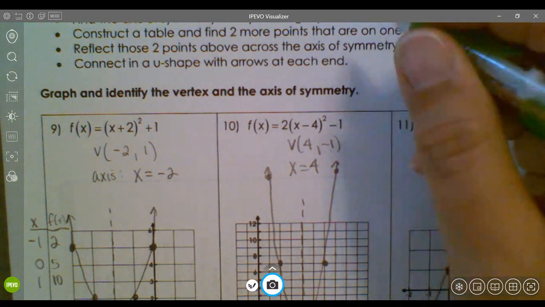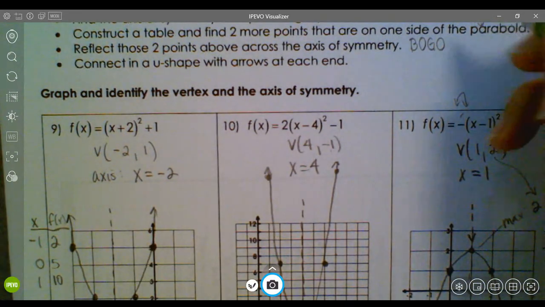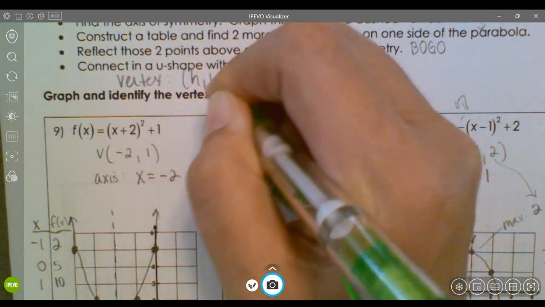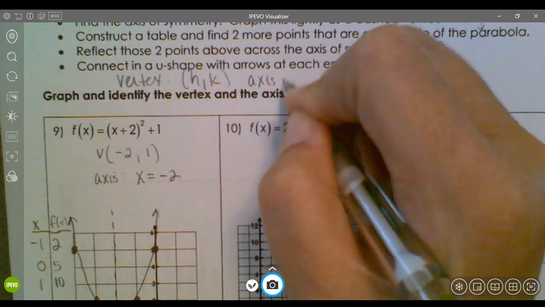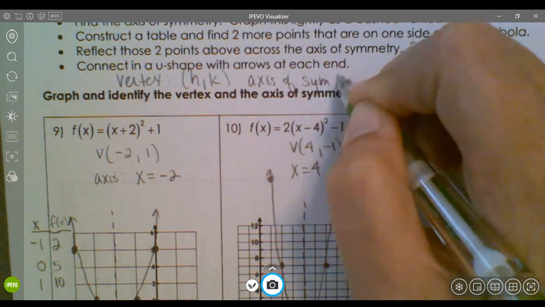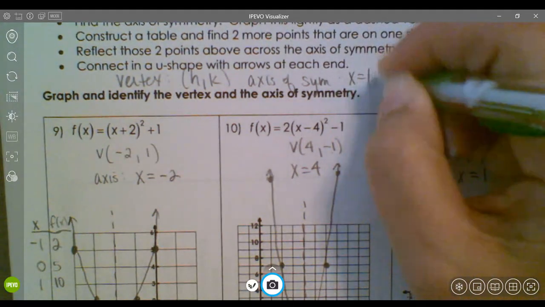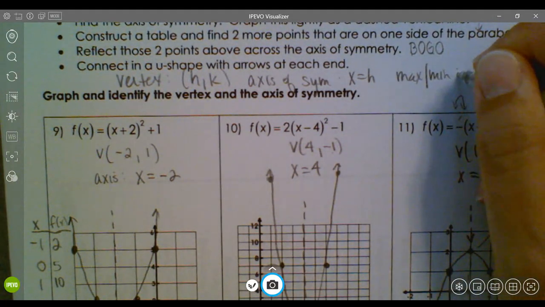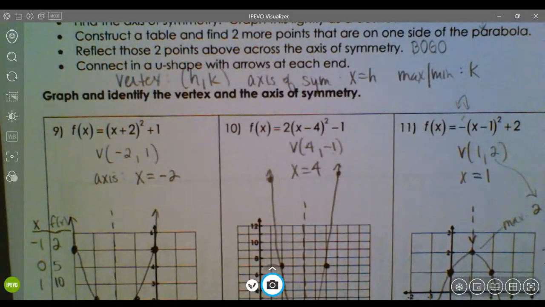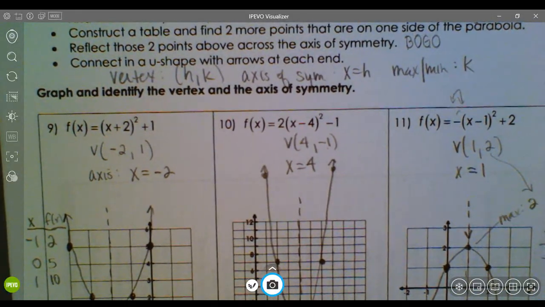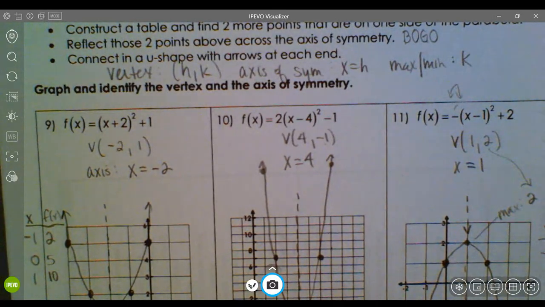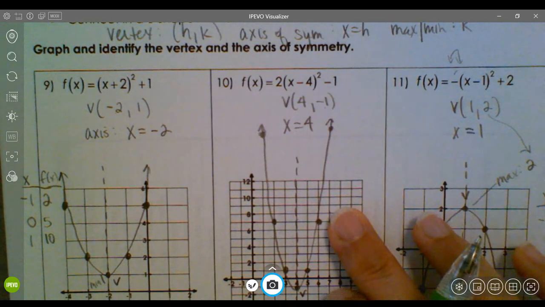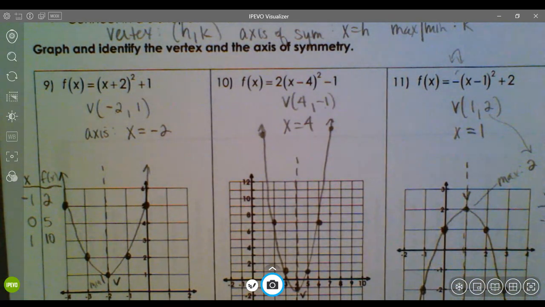The vertex tells you everything you need to know about the graph of a quadratic. The vertex, (h, k), tells you that your axis of symmetry is x equals h, and then your max or your min, depending on how it opens, is k. So that's everything you need to know about graphing a quadratic. To graph it in standard form, find the vertex, plot some points, you get the other points for free.